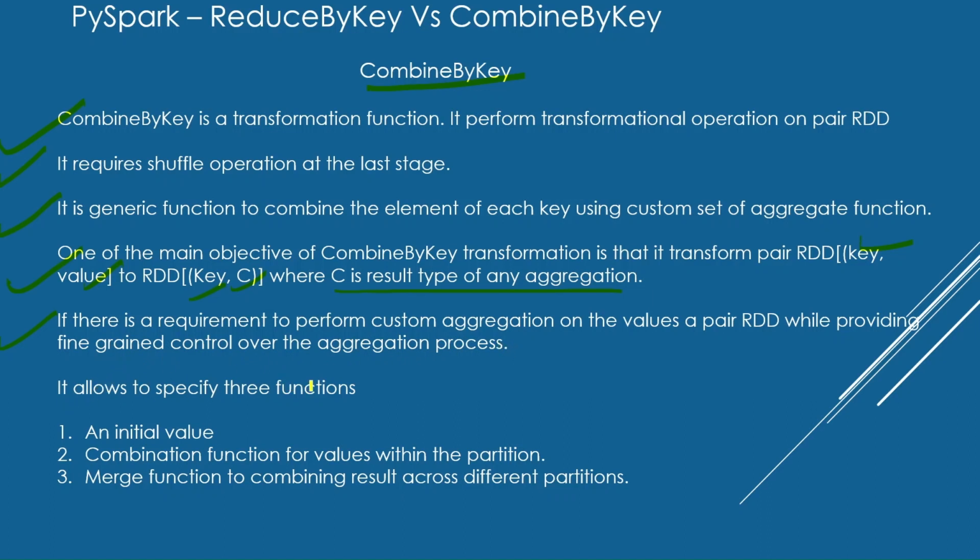It allows us to specify three functions. Whenever we use combineByKey, it takes three parameters as arguments, and those three parameters are functions. One is the initial value function, second is the combination function for values within the partition, and third is the merge function for combining results across different partitions.